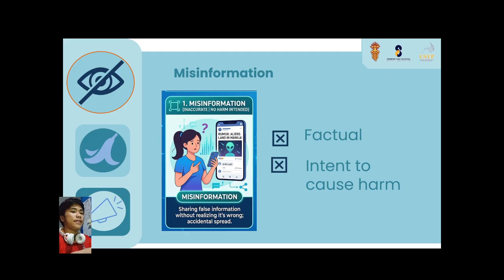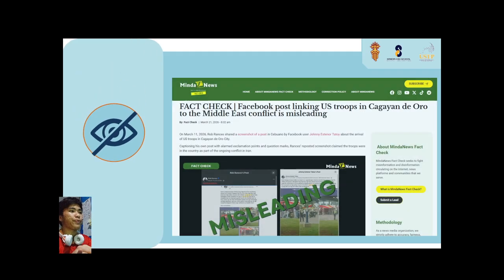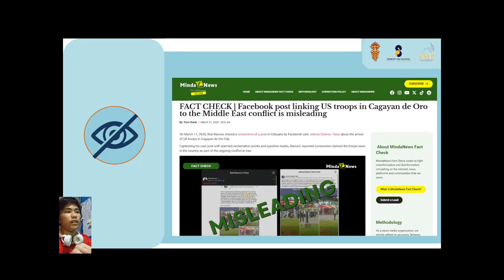So take this for example. This is an article published by the Minda News media outlet here in northern Mindanao. A Cebuano here in Cagayan de Oro City named Rob Rances published a post last March 11, 2026. In light of the recent Middle East war, he mistakenly assumed that the military and policemen who gathered in Lumbia military base were preparing to engage in the war.